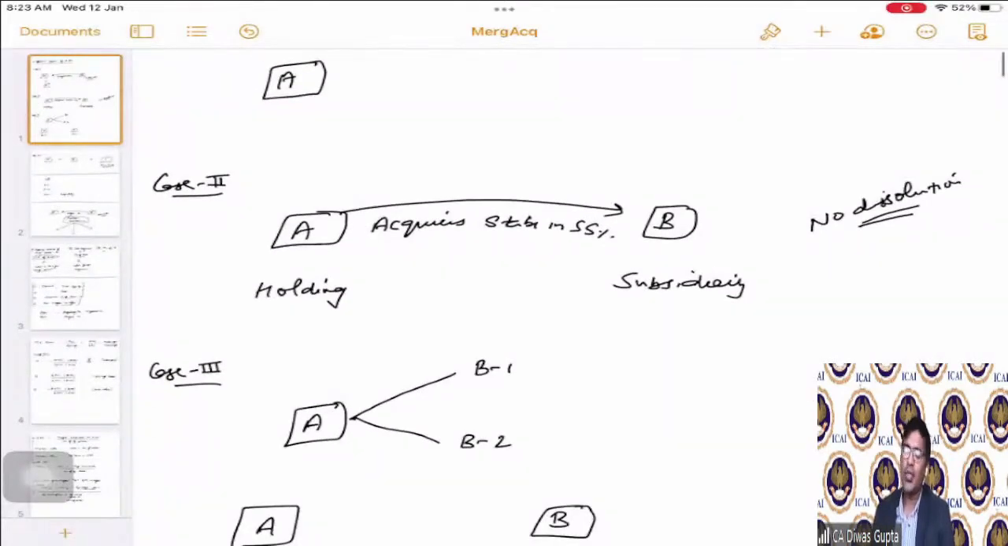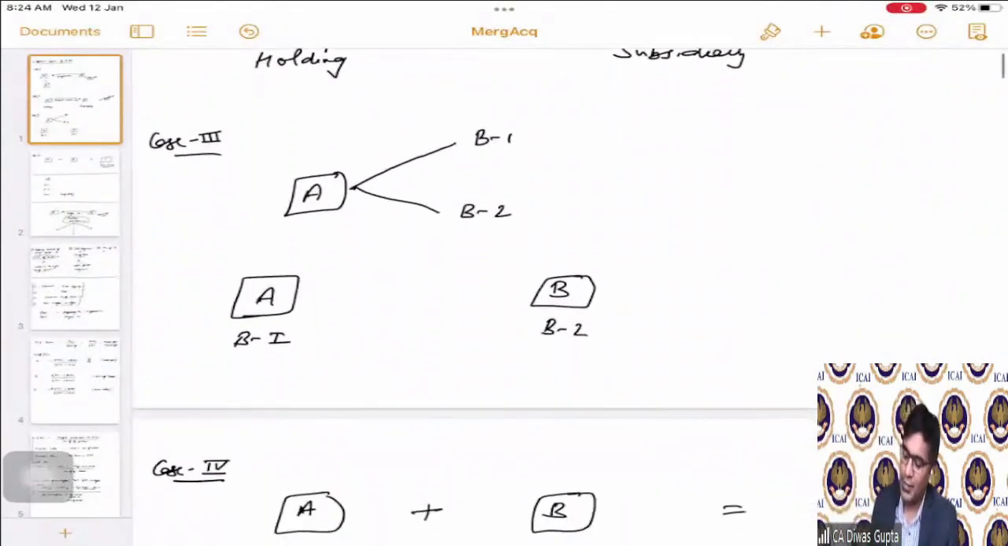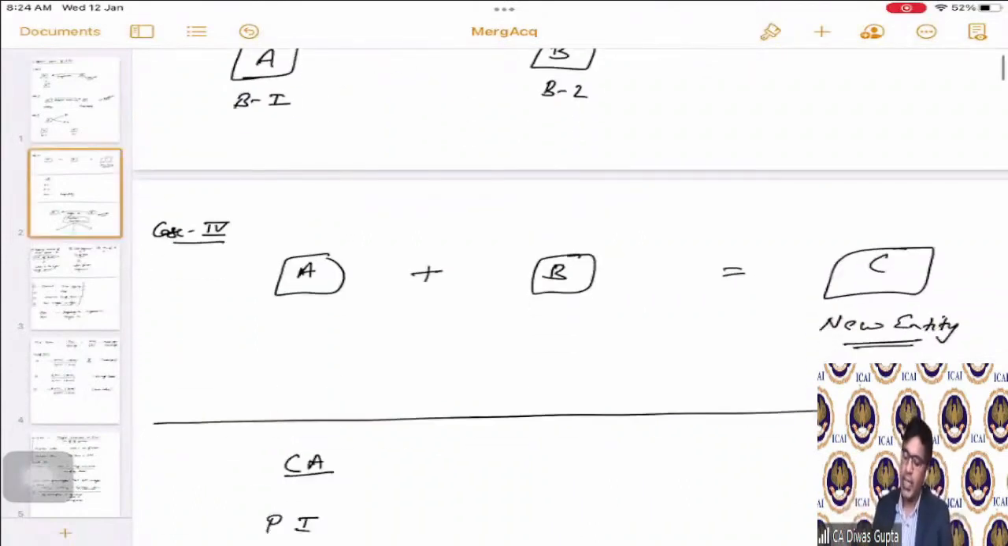Correct. Then case 2 is A Limited still acquires B Limited's stake, and both of them are working as separate companies only, like a holding and subsidiary relationship. Case 3 was a hive-off. Correct. Case 4 was the forming of a new company.